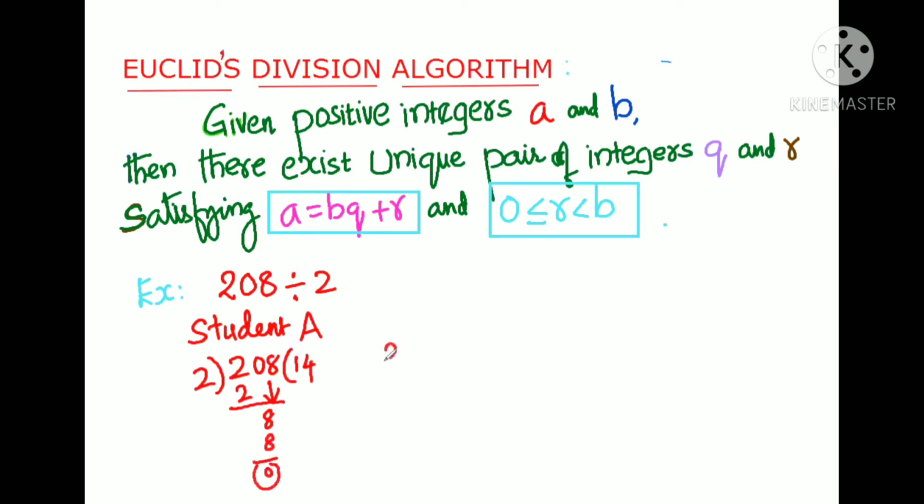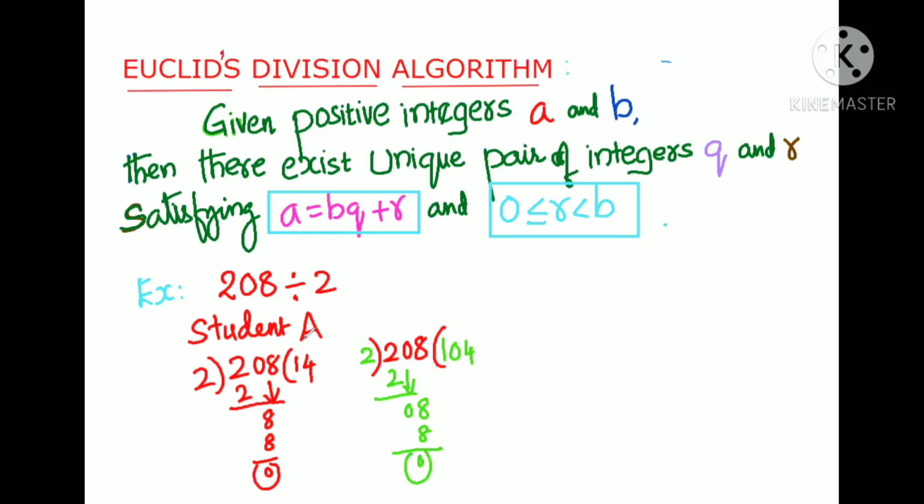And student B did it like this: 208 divided by 2, 2 ones are 2, here 2 fours are 8, and 0 remainder. Which is correct? Which process is correct?